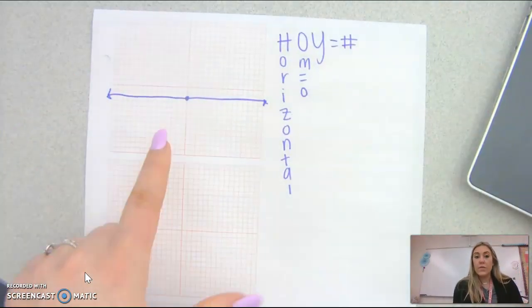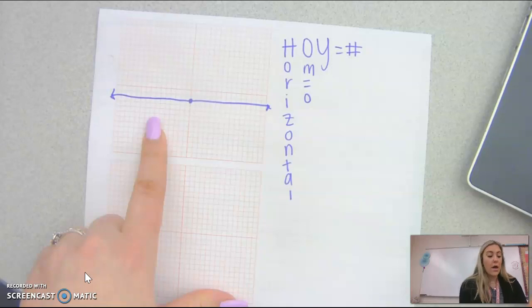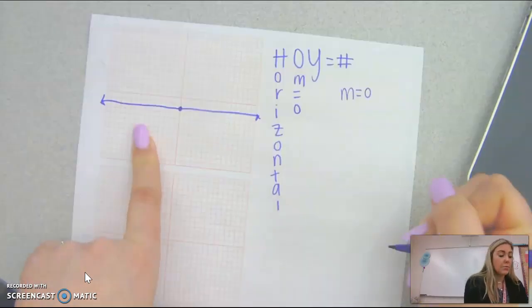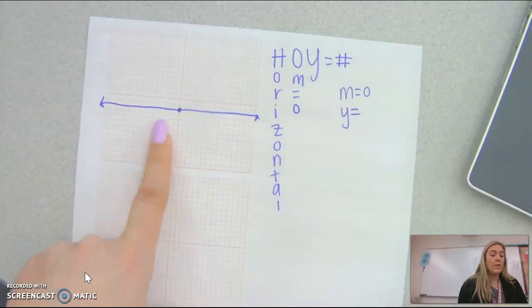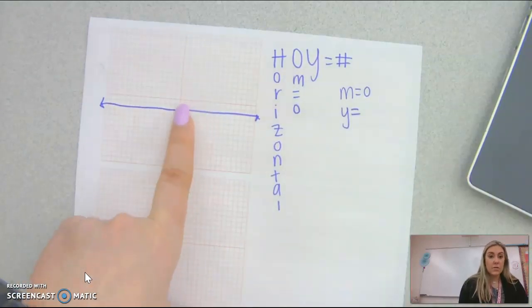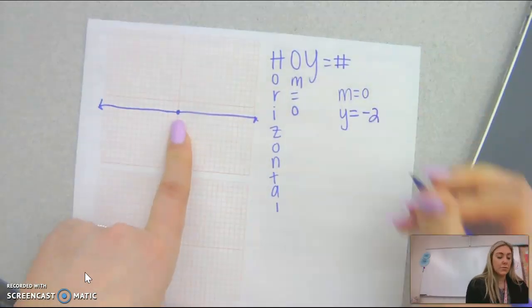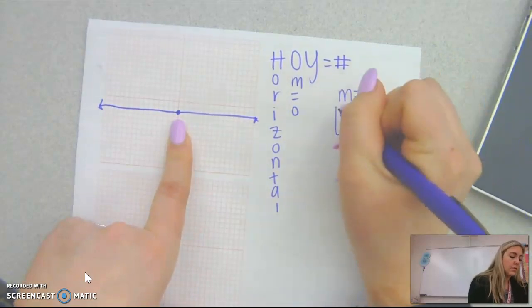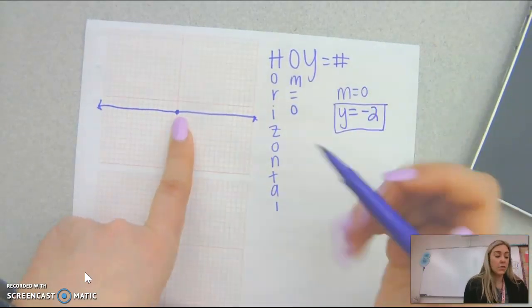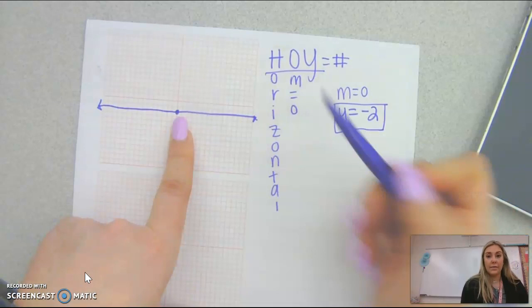So for this graph, our m would be 0. Our equation would be y equals whatever number it's on. Since from 0, 0 we went down to 2, our equation would be y equals -2. So remember, horizontal, Hoy line.